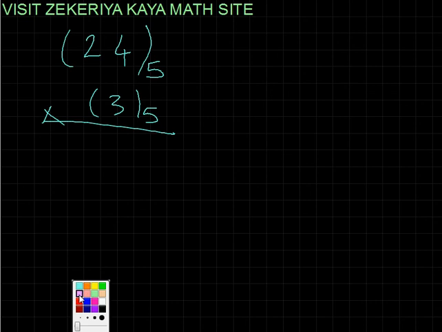Or let's use this color. Now, 3 times 4 is 12. So, in 12, how many 5s can I find? 2 5s is there. 2 5s make 10. If I take 2 5s out of 12, there remains 2. Now I have 2 for the next step because I took 2 5s.